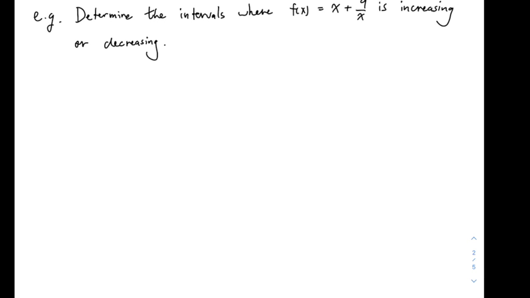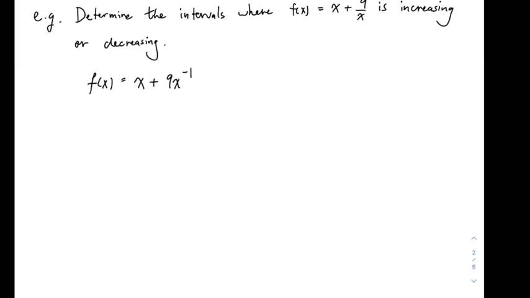Okay, so the next example is determining the intervals where the function f of x equals x plus 9 divided by x is either increasing or decreasing. So here we have a function. I'm going to write the function into a slightly different form: x plus 9 times x to the power of negative 1. I'm only doing this because to determine the intervals of increase and decrease, you first need to determine the derivative. And this makes it easier to find the derivative.